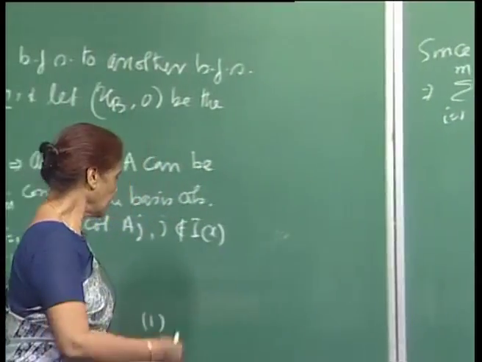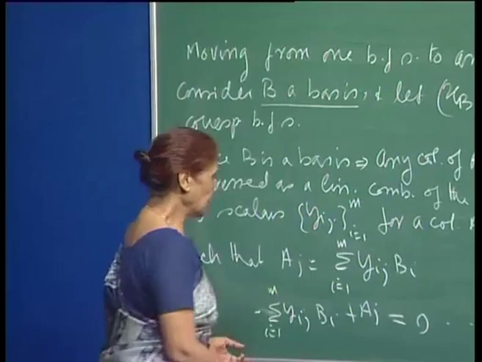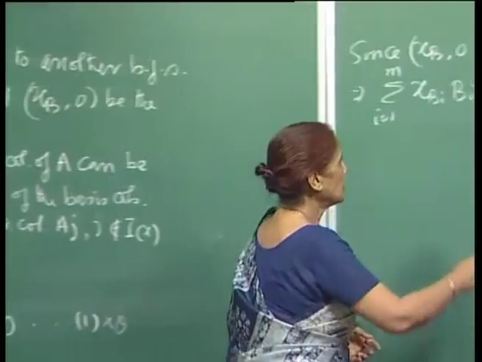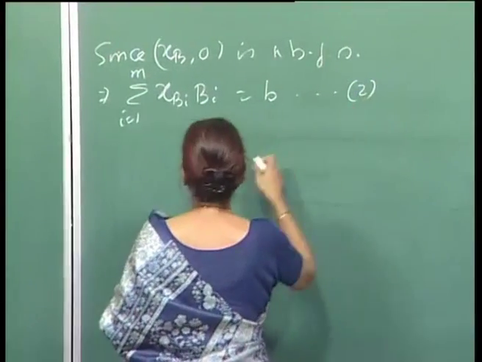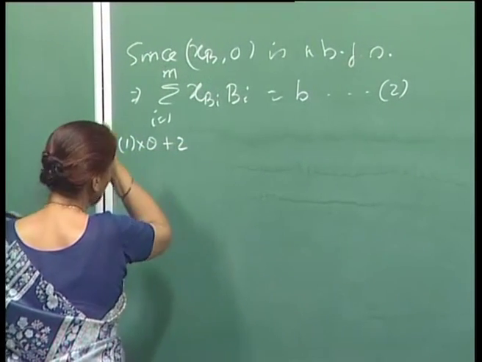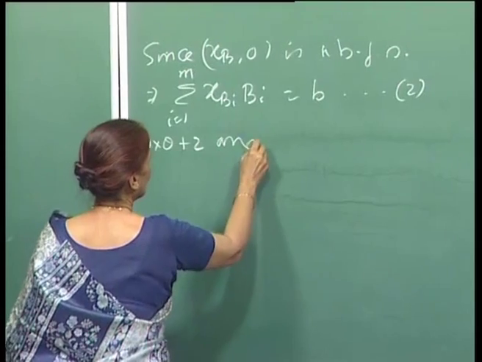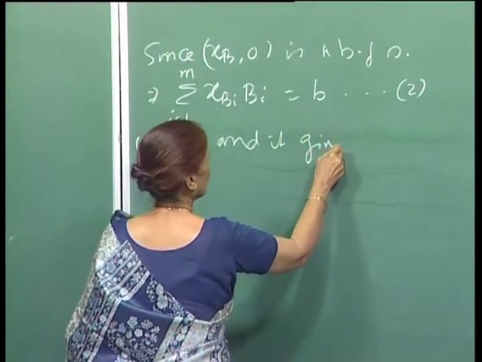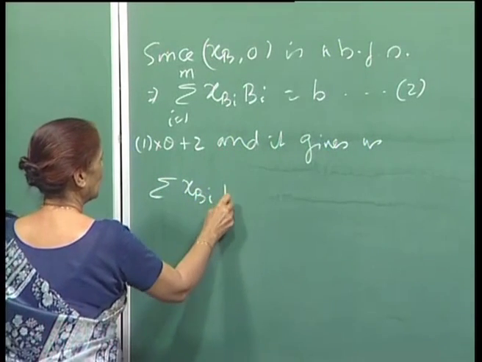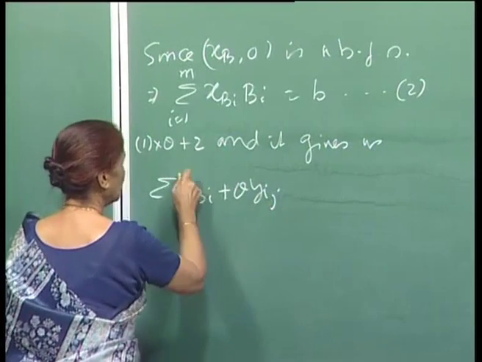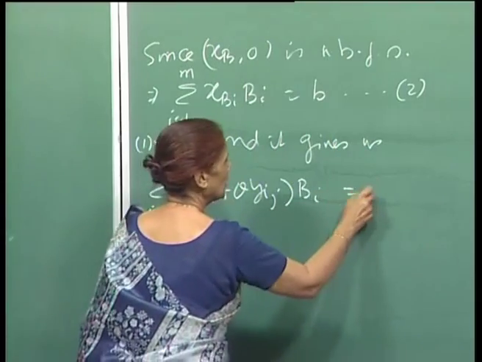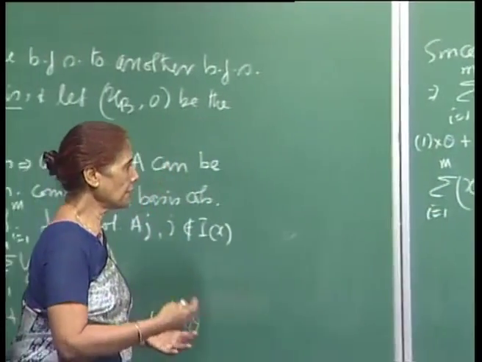And then again I will do the same trick that I did earlier. I will multiply this by theta and then add to this equation. If I call this 2, then I am looking at the expression 1 into theta plus 2, and it gives us the summation of x_Bi plus theta y_ij, times B_i, i varying from 1 to m, is equal to b. So it is almost the same way of constructing.